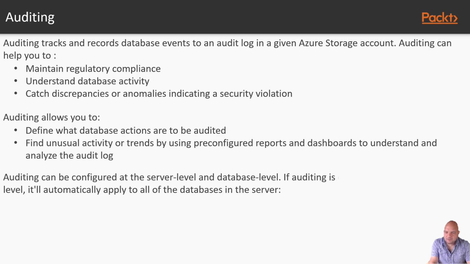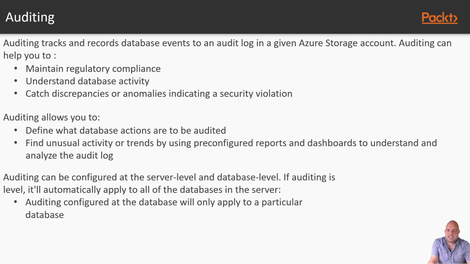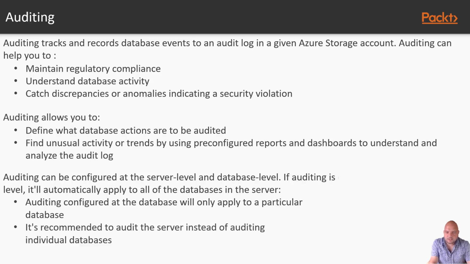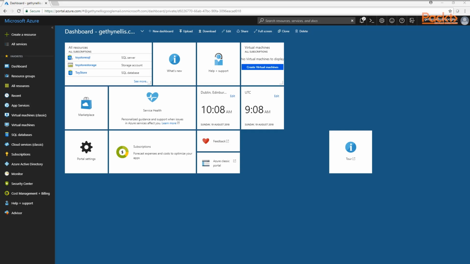Auditing can be configured at the server level and database level. If auditing is configured at the server level, it'll automatically apply to all of the databases in the server. Auditing configured at the database level will only apply to a particular database. Now, it's recommended to audit the server instead of individual databases, so you get a wider view of what's going on. In this demo, we will configure auditing for Azure SQL Server.